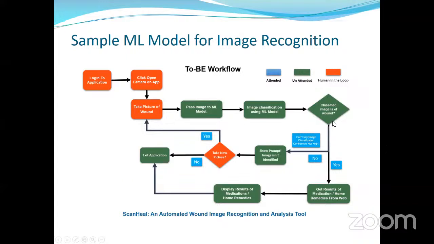Okay, so what does the machine learning model do? It has a lot of images with wounds. So it will identify whether it's really a wound, and what the seriousness of it is, and it can suggest some medication. If the image isn't identified, you can go again and take a new picture, or else you can exit the application. So it's a simple ML model for image recognition. This is how you have to design your machine learning model for image analytics.